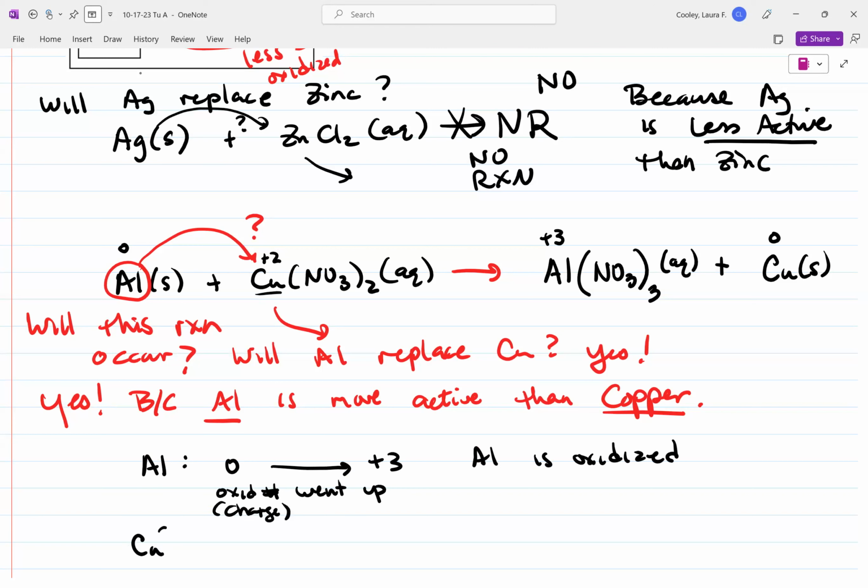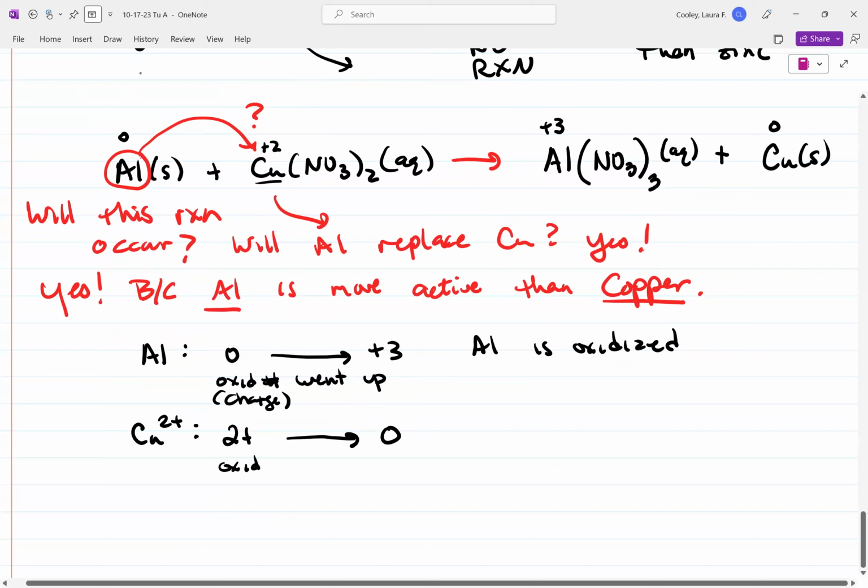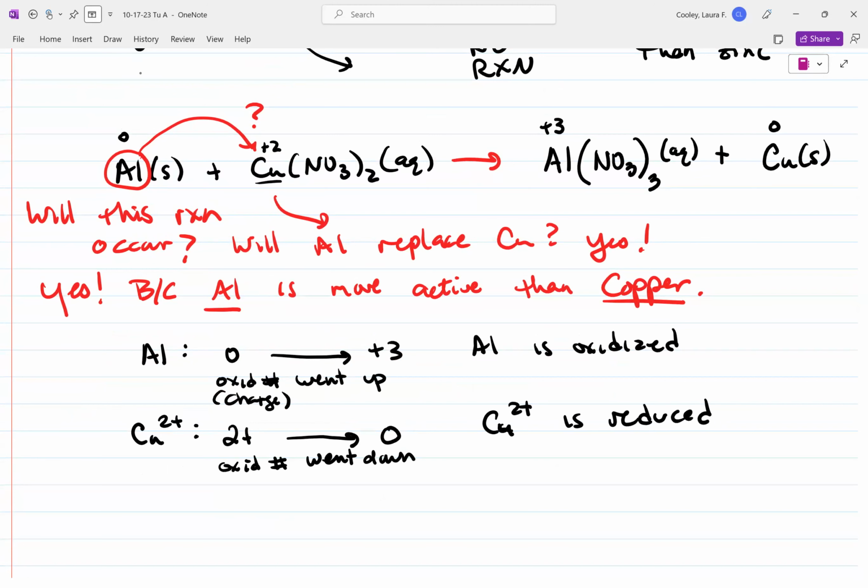And copper started as copper 2+. It goes from 2+ to 0. So the oxidation number or charge went down. So copper 2+ is reduced. And here's something students do all the time that's really wrong. Students will tell me copper Cu was reduced. Well, you don't even have Cu on the left side. You have Cu2+. It's the ion that got reduced. You didn't have Cu on the left side. So you really need to say copper ion is reduced.